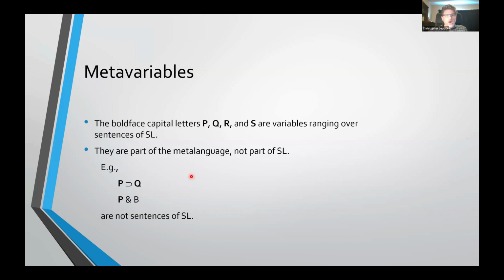Okay, I believe the last thing is the metavariables. Remember that these are the boldface capital letters P, Q, R, and S. So only those letters, and they have to be in boldface. These are not actually part of SL, not part of the language of SL. They are part of the metalanguage. They're variables that range over sentences of SL. Anytime you have sentences that contain these, they are not actually sentences of SL. So this here, boldface P, horseshoe, boldface Q, these are not actually sentences of SL because they contain these metavariables.